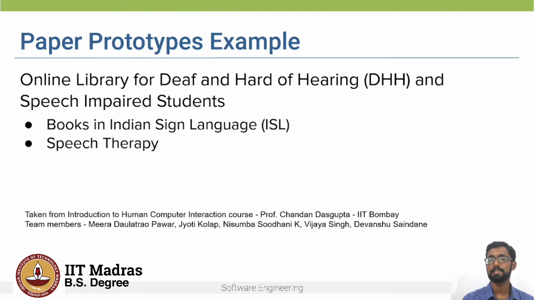This is an example of an online library system for the deaf and hard of hearing, or the DHH, and speech impaired students. It has several features such as, books are provided in Indian Sign Language. There are options for speech therapy, etc. So let's look at how we can develop a paper prototype for this application.